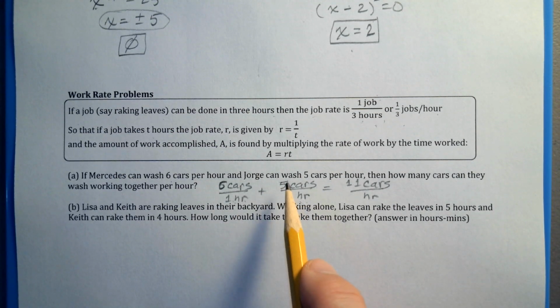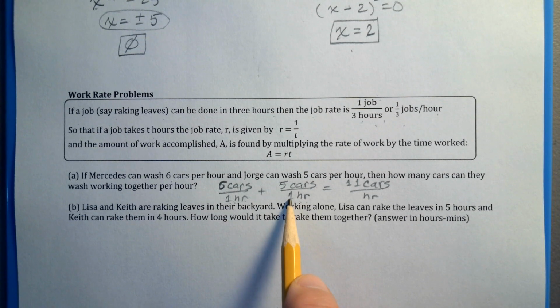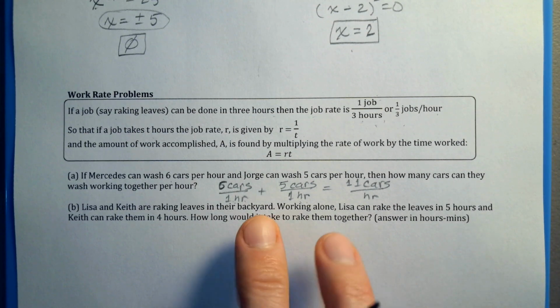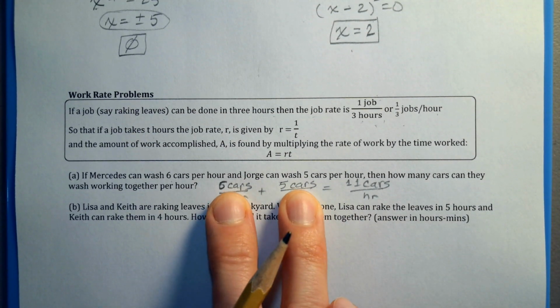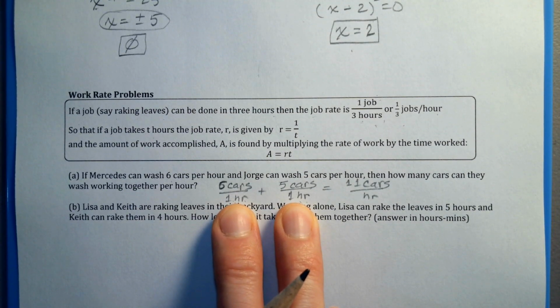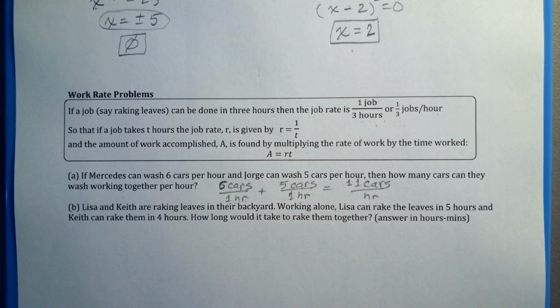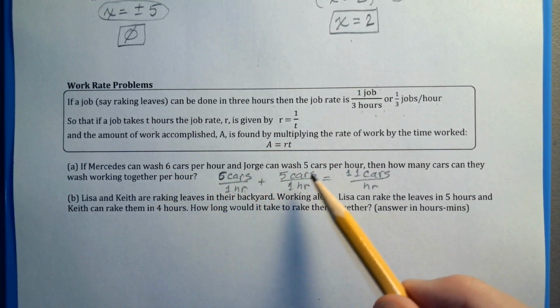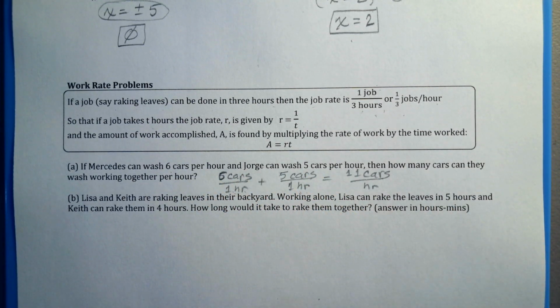If I knew that Jorge did 5 cars in 2 hours, then I would have to add up, get common denominators and that kind of thing too. So it's not just as simple as adding up the number of cars they can wash, because we have to take into consideration how long it takes them to do that, or look at the rate. Okay, so that's maybe an overly simplified problem, and I'm making it complicated, but you really want to think of it as the rates that we're adding up. All right, Lisa and Keith are raking leaves in the backyard.